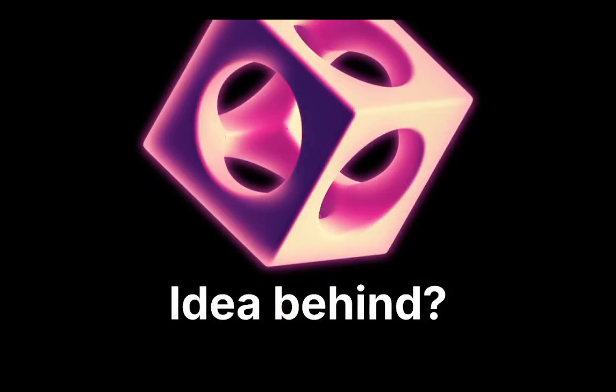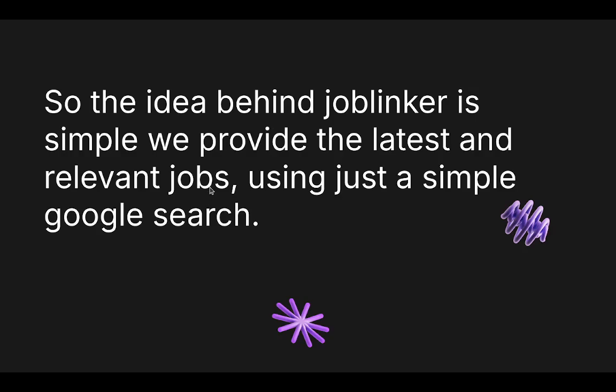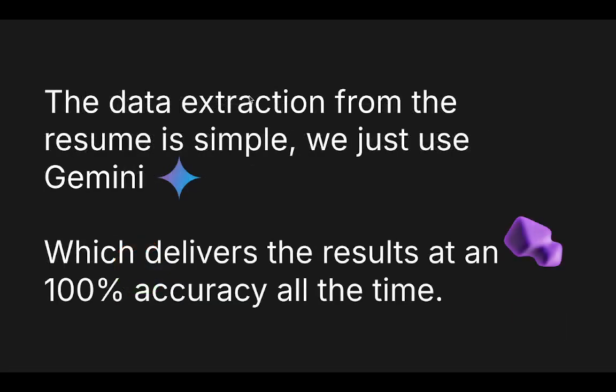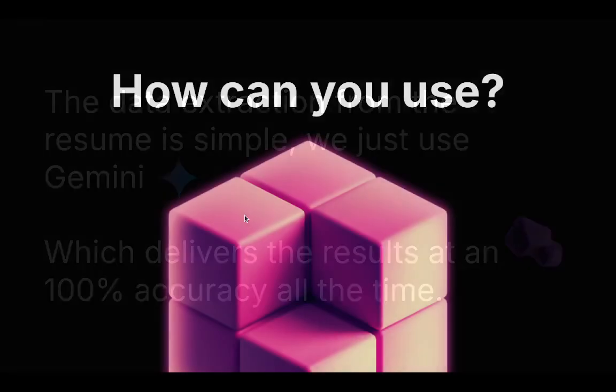The idea behind JOBLINKER. The idea behind JobLinker is simple. We provide the latest and relevant jobs just using a simple Google search. JobLinker uses a resume and tags that you provide to search from thousands of jobs posted online on Google through the Google Search API. The data extraction from the resume is simple. We just use the Gemini API, which delivers the results at 100% accuracy all the time.